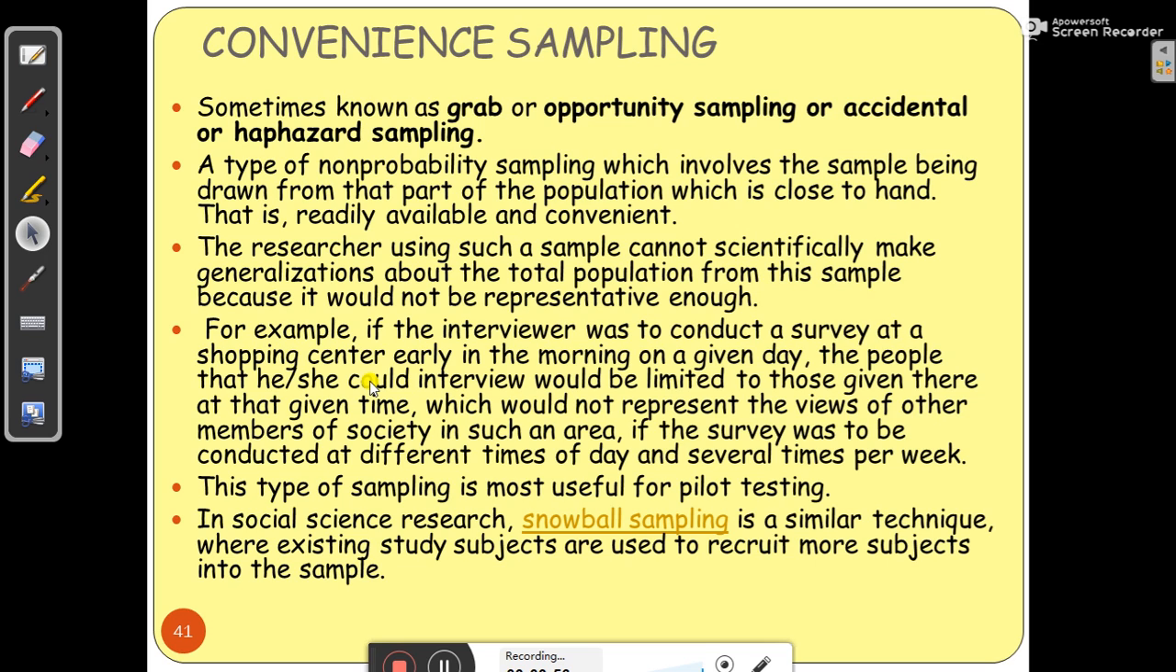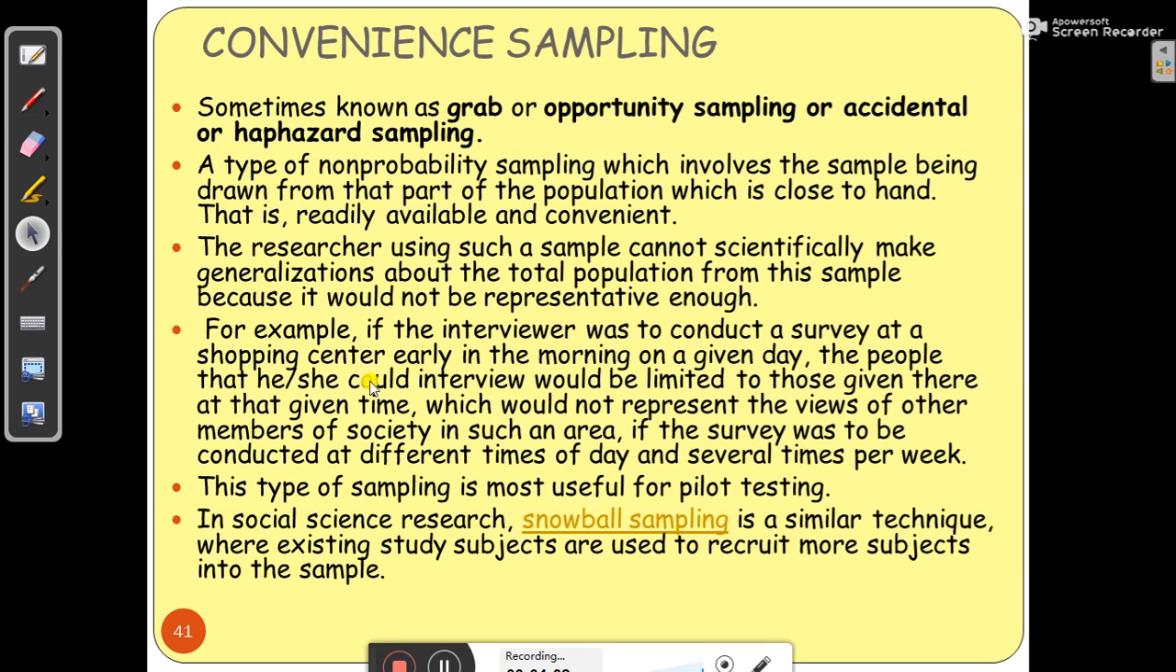If the surveys were to be conducted at different times of the day and several times per week, it might be better, but this is still convenience sampling because we are choosing only those samples which are close to hand, easy to choose, or readily available as per our convenience. This type of sampling is most useful for pilot testing. So if you want to do a pilot test for a project, a software, or research development, then you can go for this type of sampling.